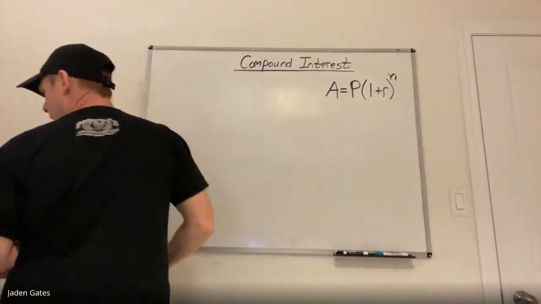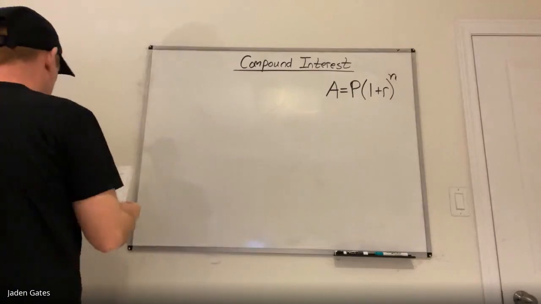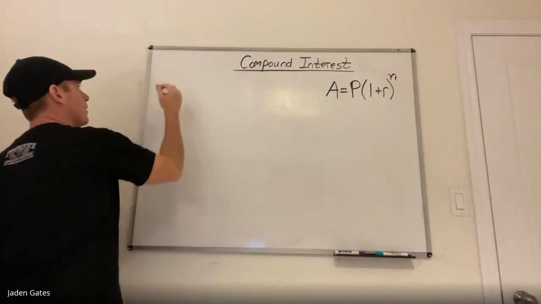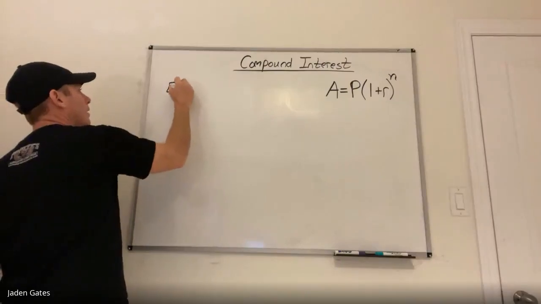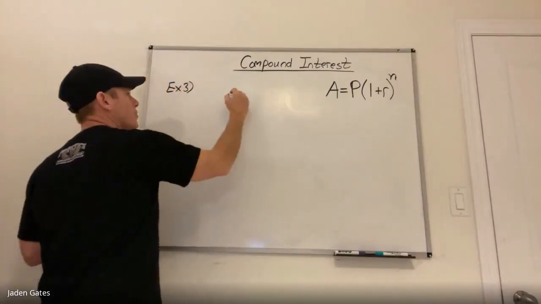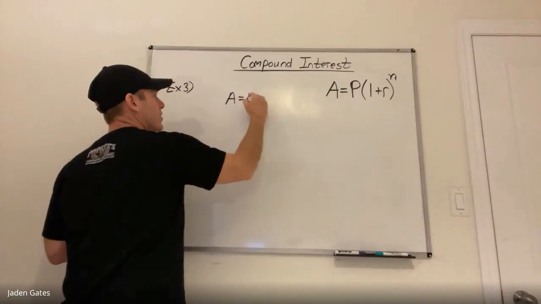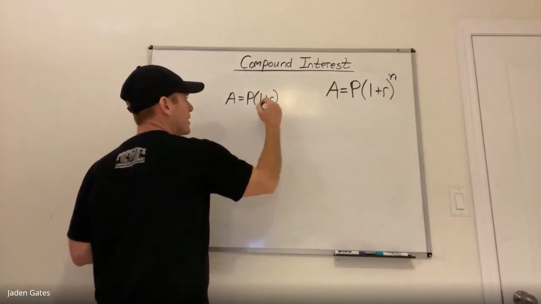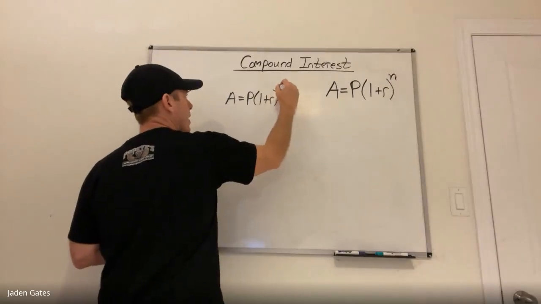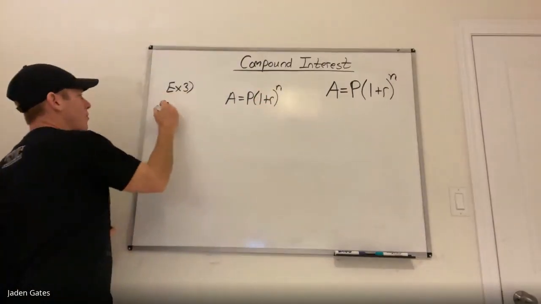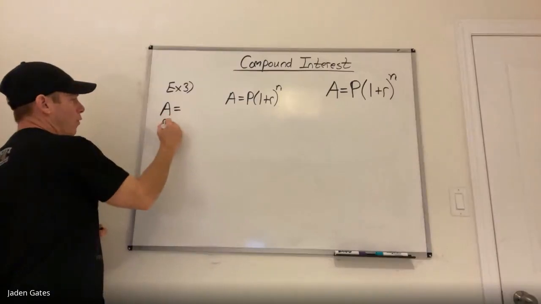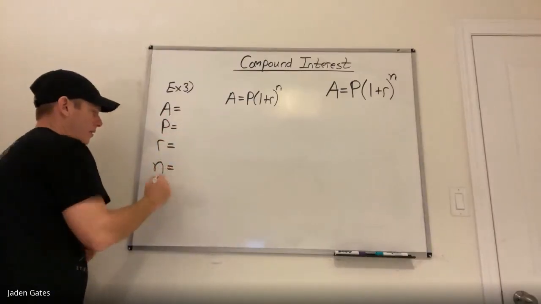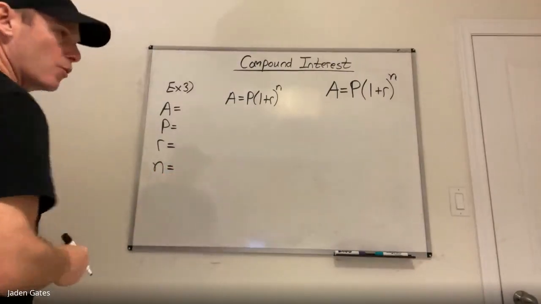All right, so now we have example number 3. All right, so it's no surprise here. We're going to use our compound interest formula. So I have A is equal to P times (R plus 1) to the power of N. All right, so again, I'm just going to write down my 4 variables here. There we go.